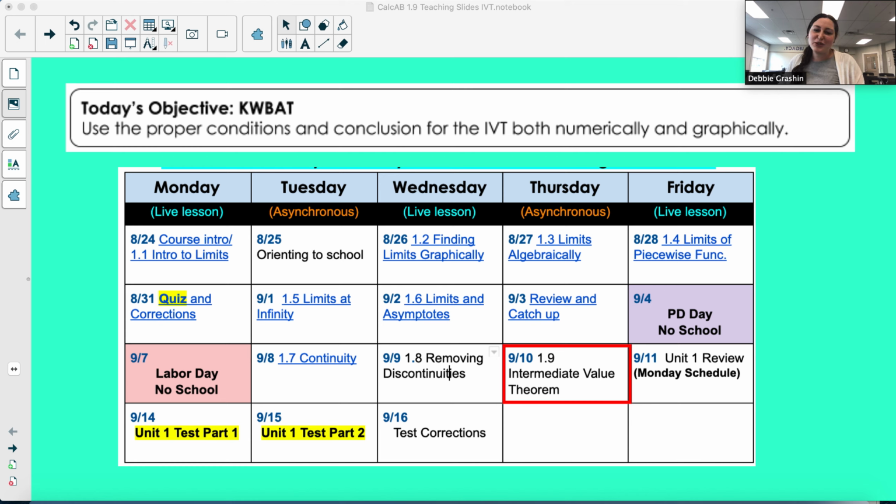Welcome to the very last lesson of Unit 1, the intermediate value theorem. Tomorrow's review day, then you have your tests on Monday and Tuesday, broken up in two parts.